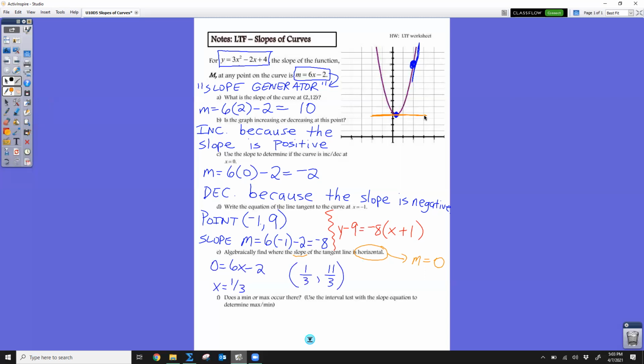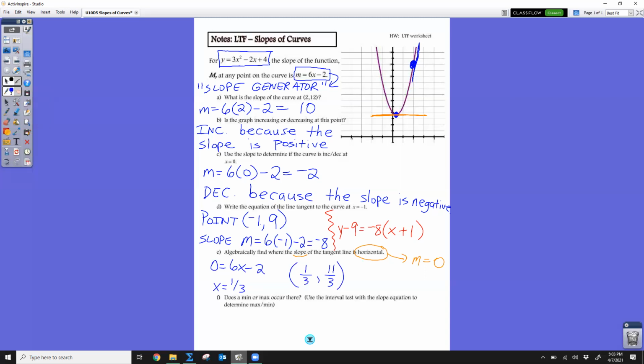All right, so the last one. Does a max or minimum occur at that point? Now, we can visually see it's a minimum, but what I really want to hear is for you to look at it in terms of not having a graph necessarily in front of us. And so here's how we do that. So determine if there's a minimum.